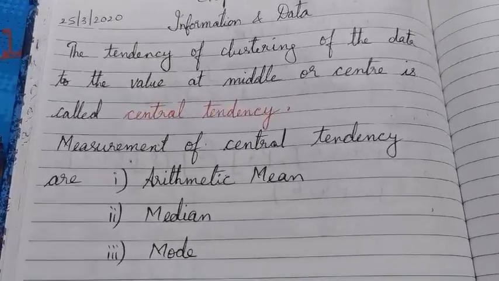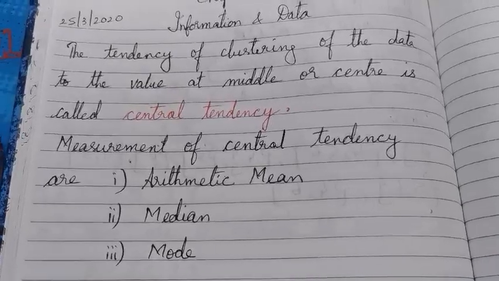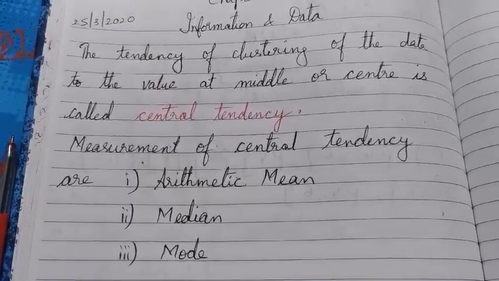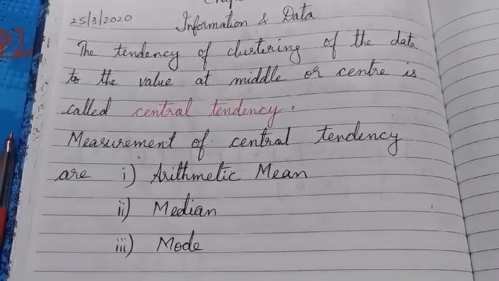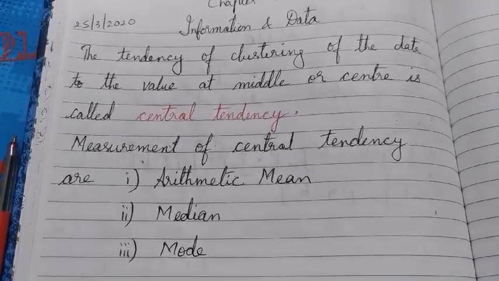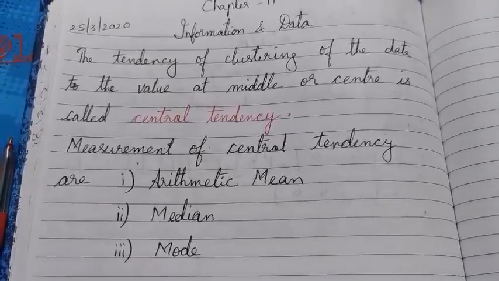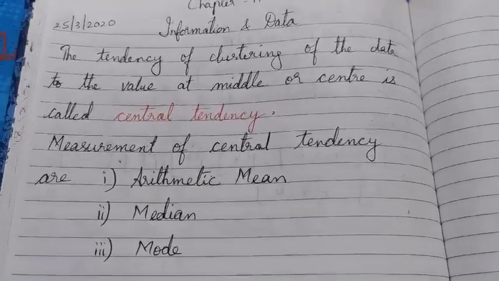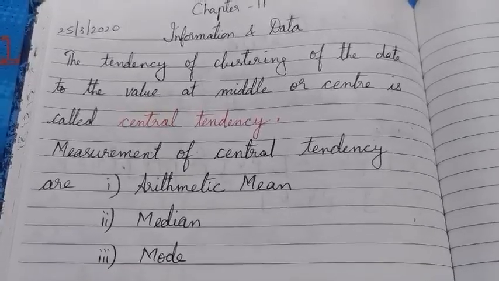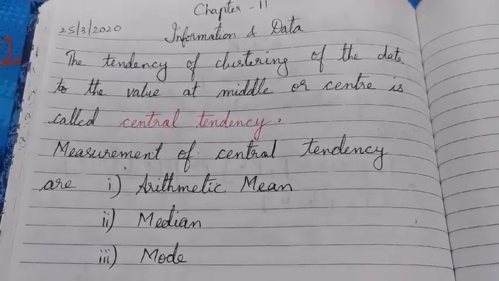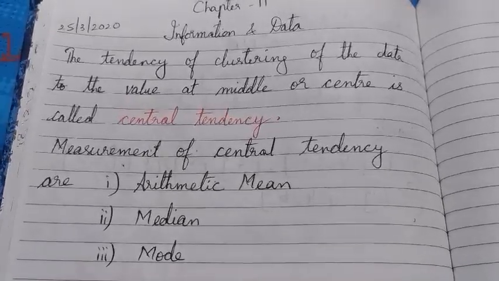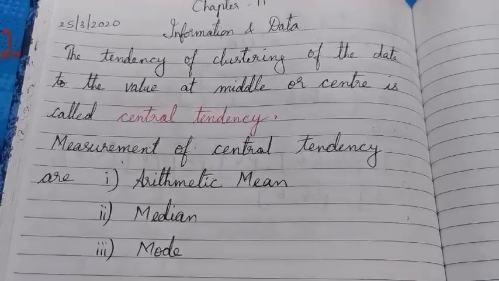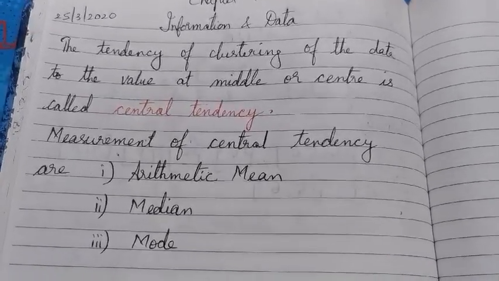Central tendency means the tendency of clustering of the data to the value at middle or center is called central tendency. So when there may be any number of data, quantity will vary. Okay, so in the given data, the exact middle value or the central value, the technique used for determining the exact middle value or central value is called central tendency. Measurement of central tendency are arithmetic mean, median and mode.